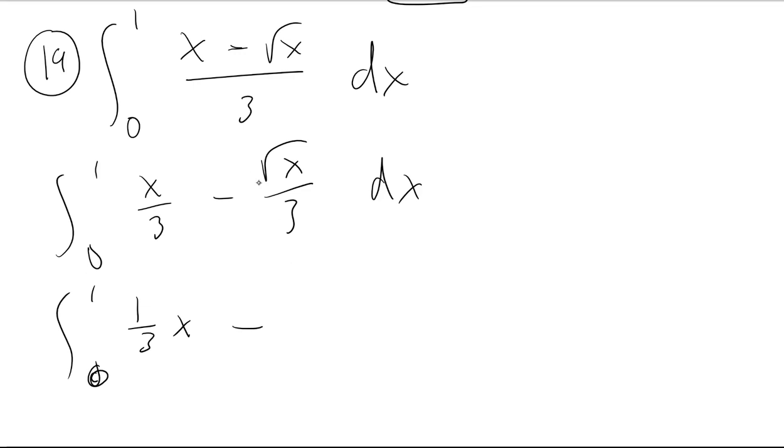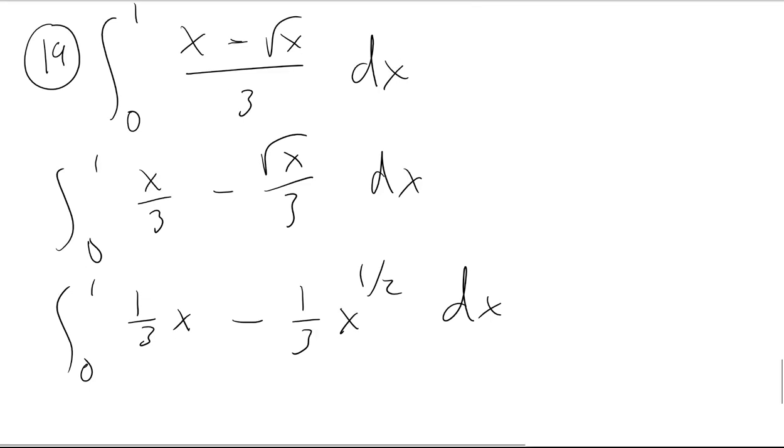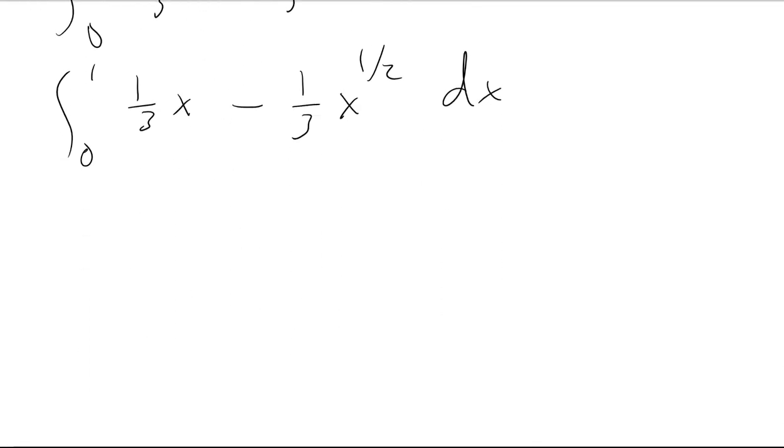Over here, you could think of this as 1/3 x to the 1/2. And now they're written in the format that looks like I can undo the power rule. Let's raise the power by 1, divide by the new power. If you divide by something, it's going to make your denominator bigger.